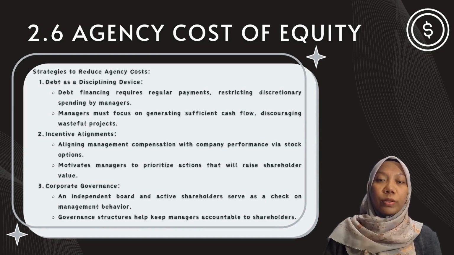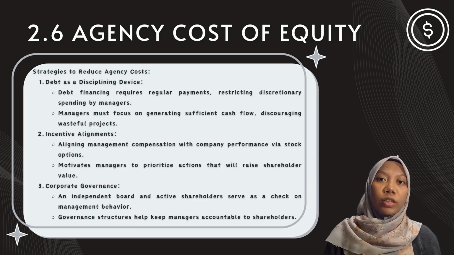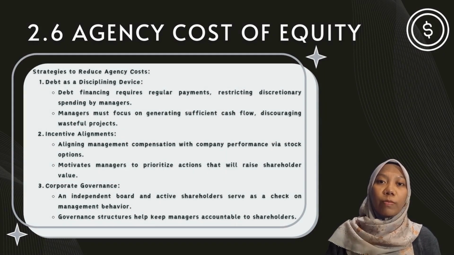So, how do companies reduce agency costs? First, with debt financing. When companies use debt, it creates a financial discipline because management has to focus on generating cash flow to pay off the debt, leaving less room for spending on wasteful projects. Second, incentives for managers. By offering stock options or performance bonuses, management's personal financial success becomes tied to the company's performance. This helps align their interests with shareholders. Third, strong corporate governance. Having an independent board or active shareholders watching over management also helps ensure decisions are in the company's best interest.